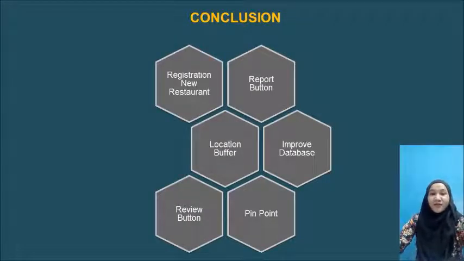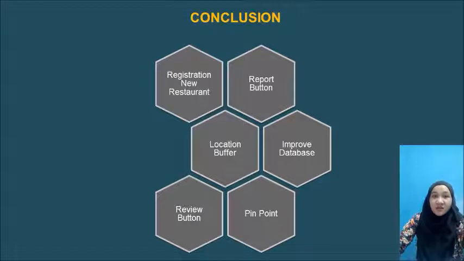Lastly, for the conclusion, there is a lot of improvement needed for this application. Many features can be added to ease the user, such as finding the location of a restaurant by location buffer. It should find the nearest restaurant to make users aware that they are close to the restaurant. Besides, the indication or pinpoint of the restaurant should appear for every restaurant in the buffer zone.